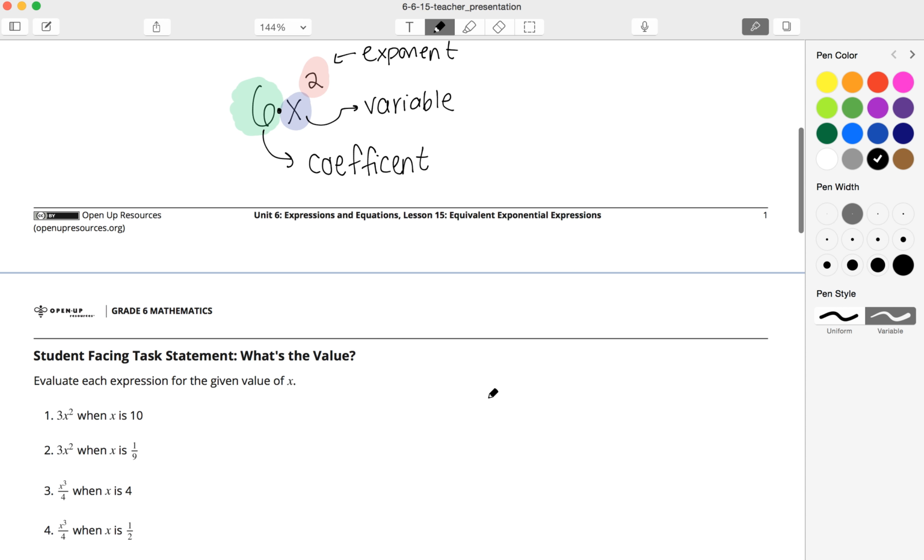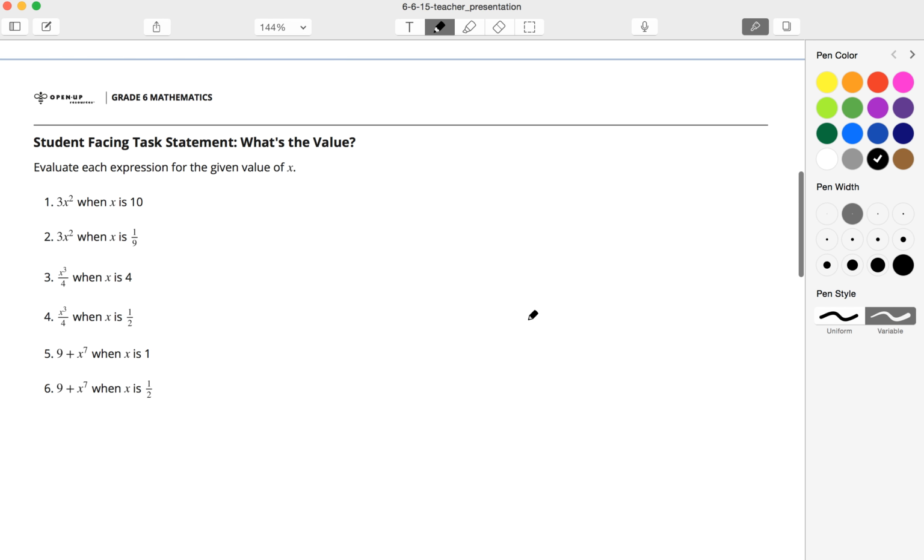Okay, so we're going to move on down to this piece. This is going to be activity 2. To do this, it's going to ask you to evaluate, which we know evaluate is kind of just like solve, each expression for the given value of x. So they have 3 times x to the power of 2 when x is 10, 3 times x to the power of 2 when x is a ninth, so on and so forth. So you are going to do this with some quiet, individual think time, QITT.